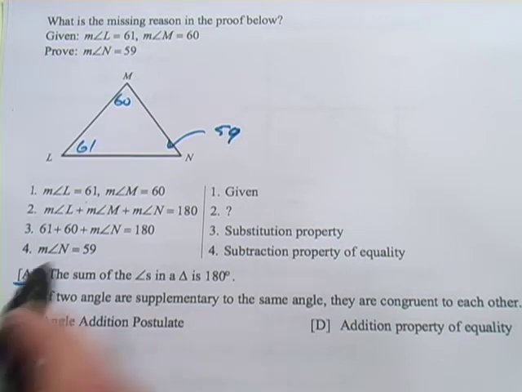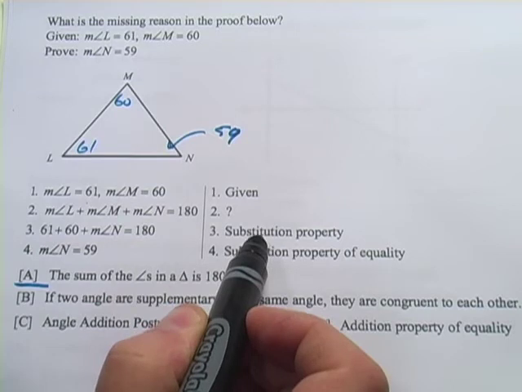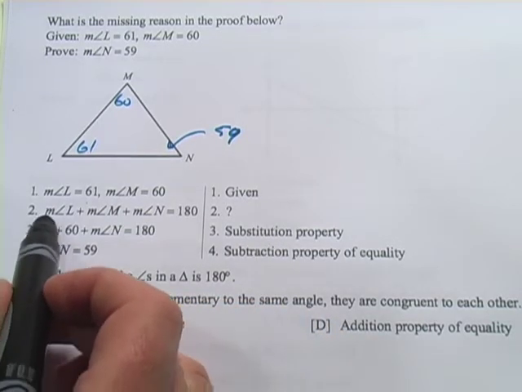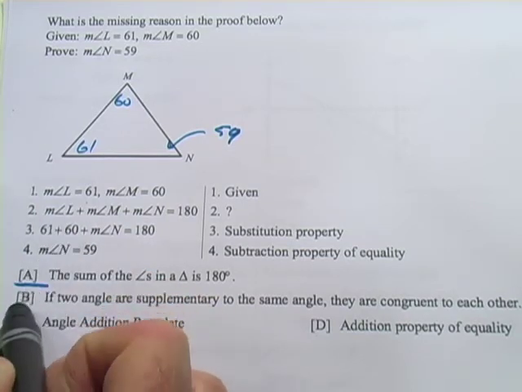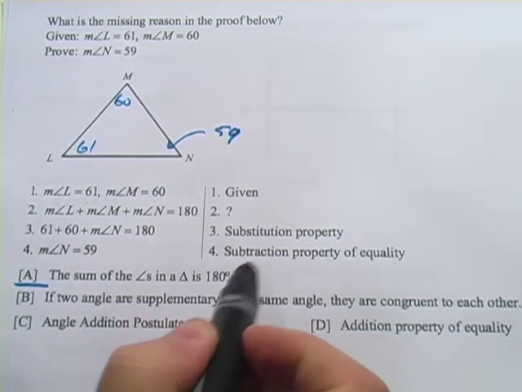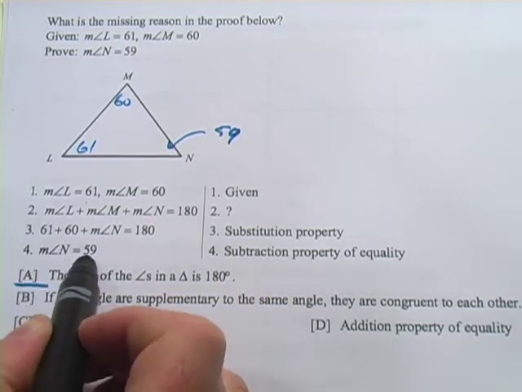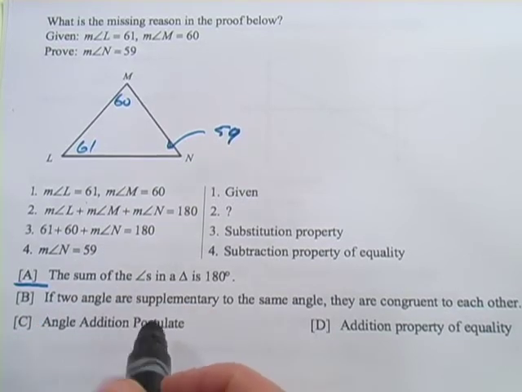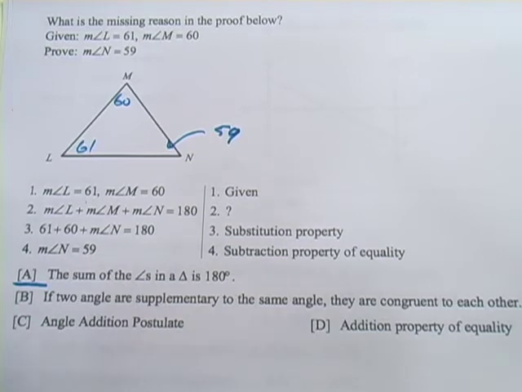The next one, the reason is the substitution property. And that makes sense because you're taking these given values and substituting them into your rule about the sum of angles in a triangle. And then the last one, the reason is the subtraction property, which makes sense because to get to N equals 59, you subtracted these from 180. So that's really all there is to that one. Let's look at another one.